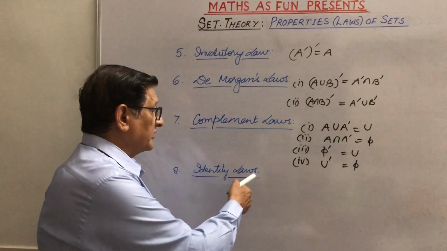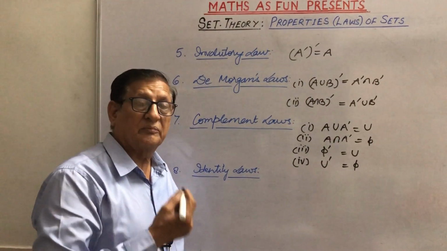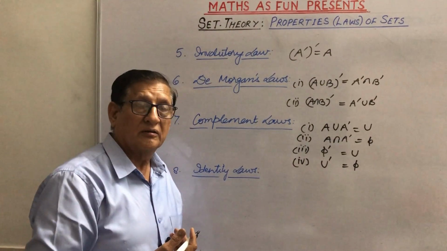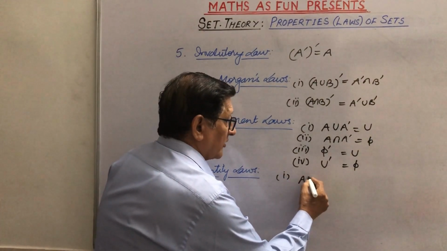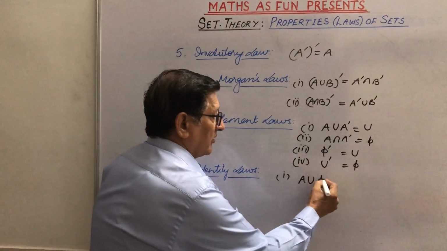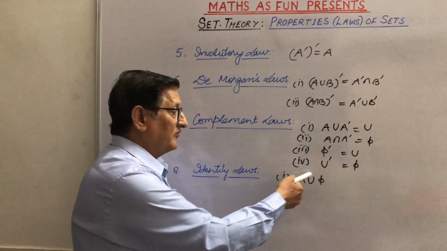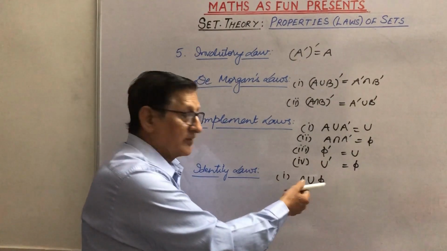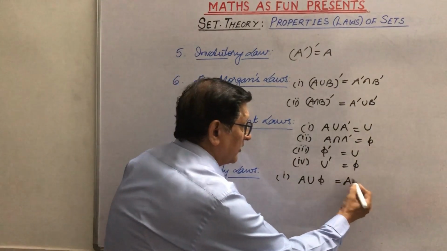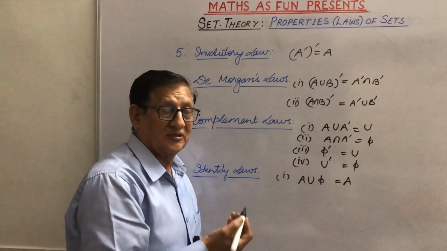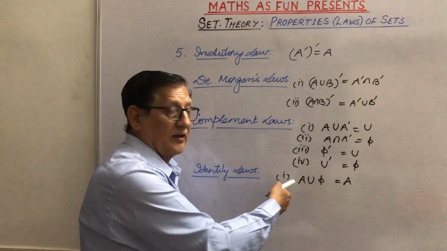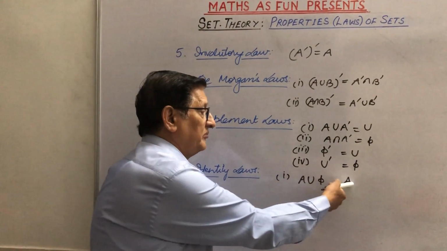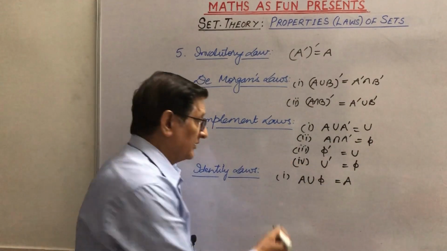Next are identity laws. What are these? They are based on the identity. What we have, first one is A union phi. If we make the union of A with phi, the empty set, that will be equal to A only or not? Yes, it is. Because all the elements of A, and this is having no element, so this will be equal to A.